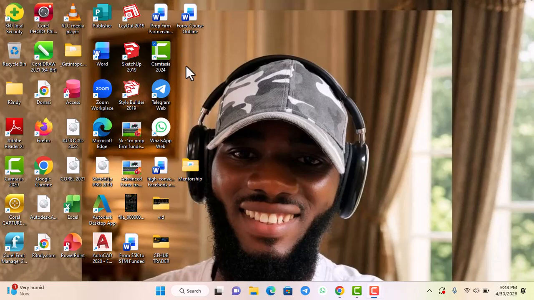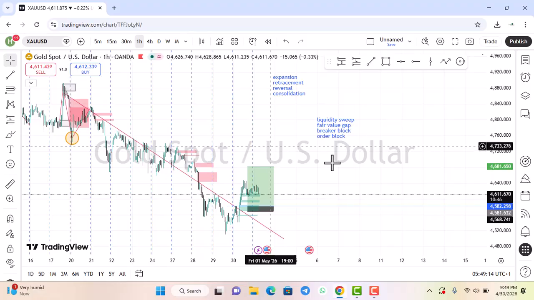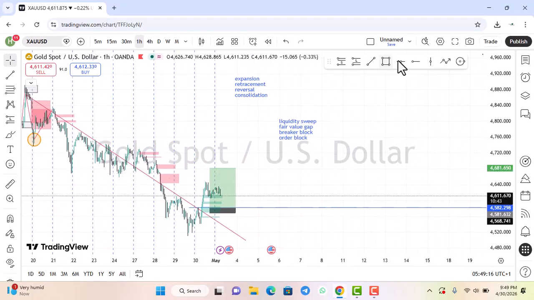In the last section, we've covered reversal and the objective of reversal. So today we are going to look at retracement and the objective of retracement. All right. So what is retracement?